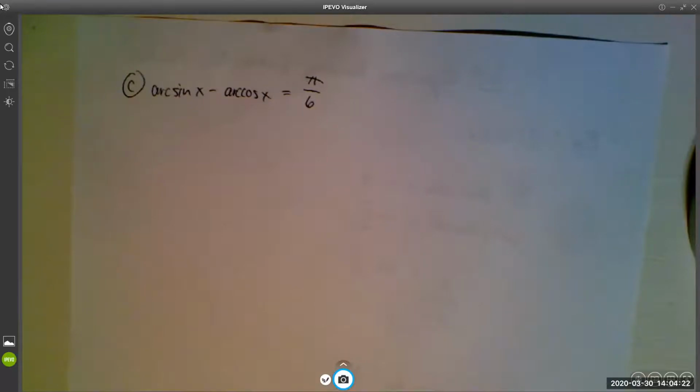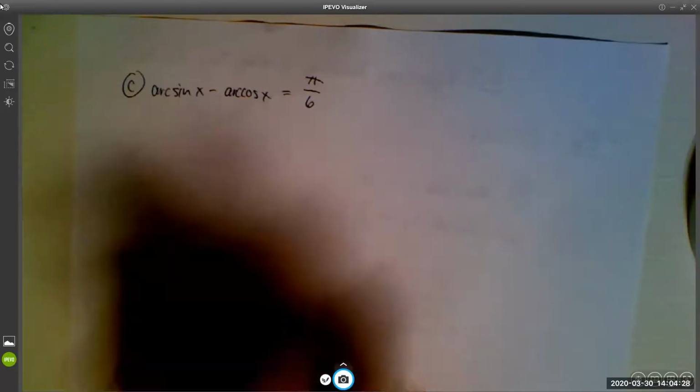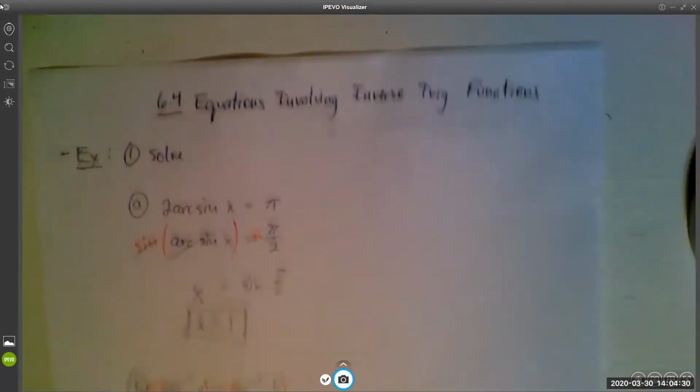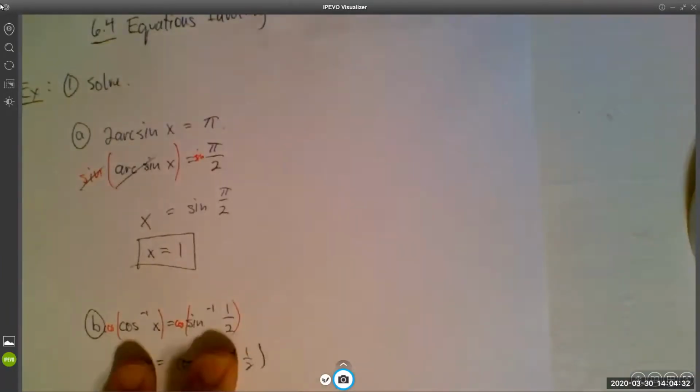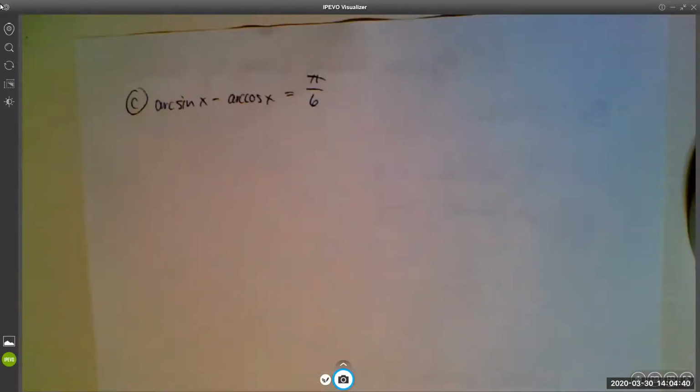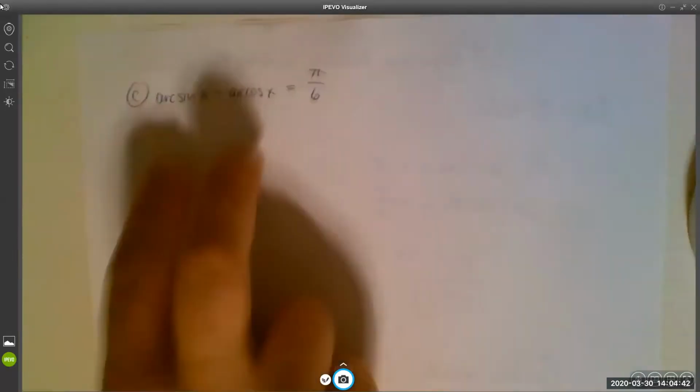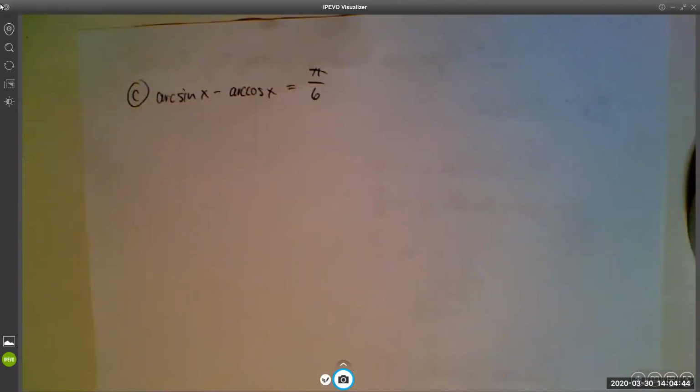Now this one is definitely a bit more challenging, I would say, than the first two. The thing that makes it challenging is that, unlike the previous problem where you had two inverse functions, but only one of them involved x, the other one was just a number. Here you have, again, two inverse trig functions. In fact, they're the same ones, sine and cosine, but they both involve x this time. So that's a little tricky.